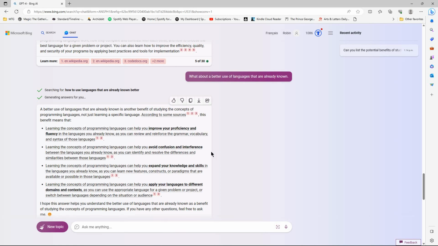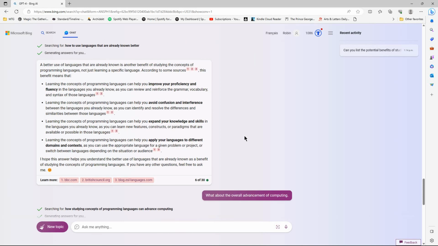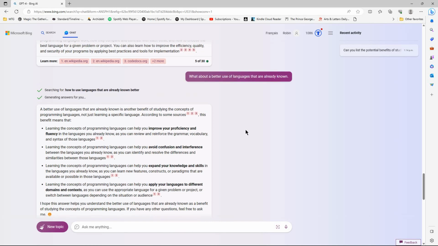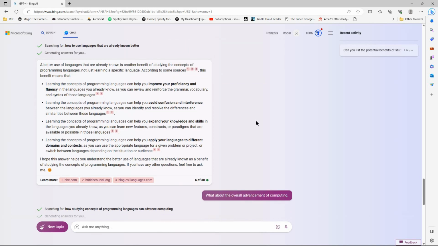Avoid confusion and interference. Expand your knowledge and skills. So this idea of sort of going back over stuff you already know in the light of becoming aware of underlying concepts.